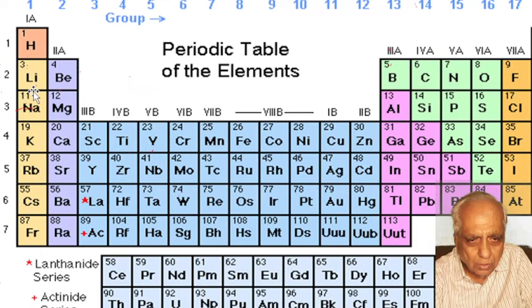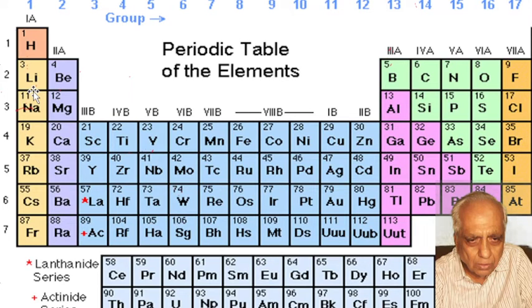So the properties of sodium will resemble the properties of lithium. You take beryllium, count 8, you will get magnesium. You take boron, you count 8, you will get aluminum. So this was Newlands' law of octaves.